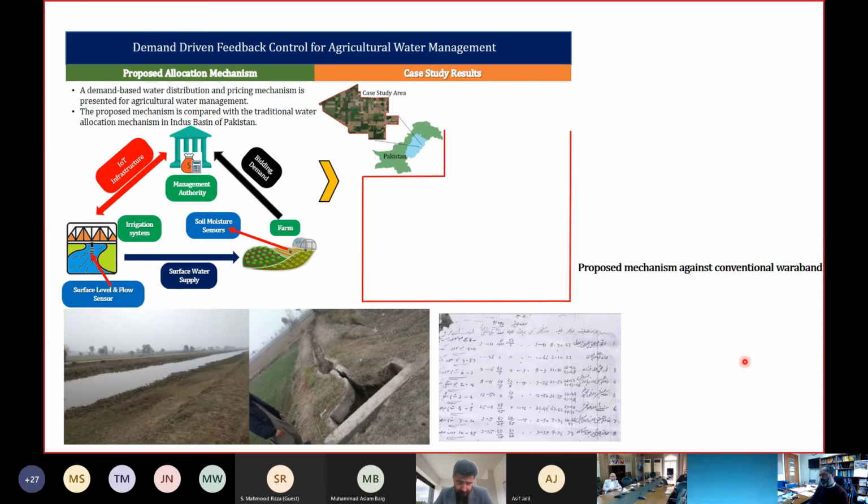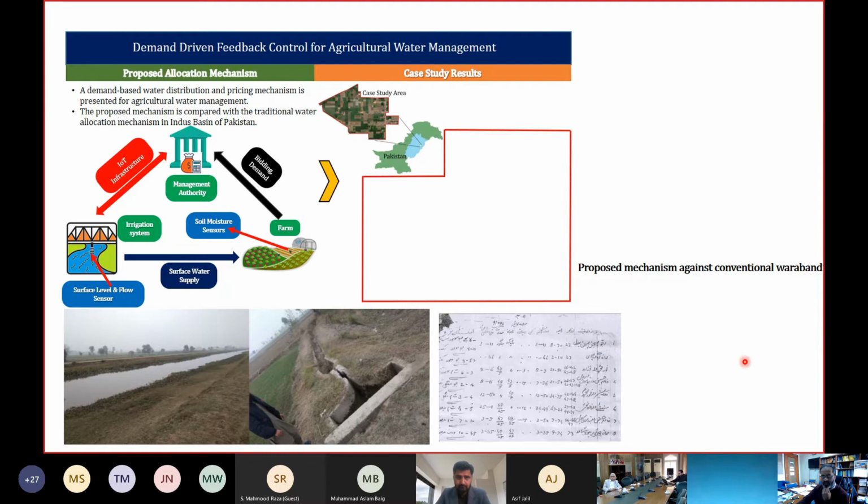And the question that we posed was: in the presence of these new interventions, like the ability to collect data about surface level flow, the ability to know the soil moisture at the farms, and the ability to communicate this information, can we leverage this new development, the ability to collect information, to come up with some sort of a new allocation mechanism that can improve on any of the agreed upon irrigation performance indices?